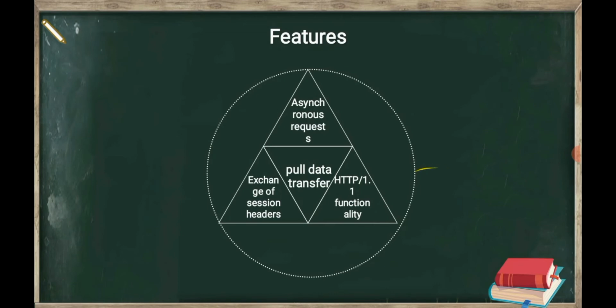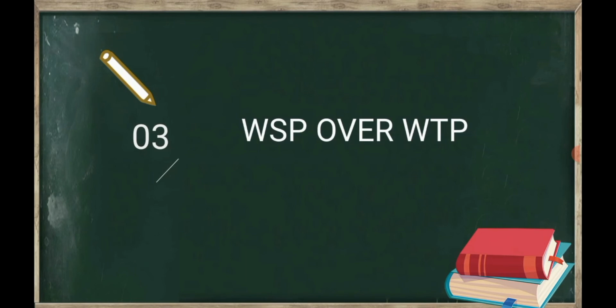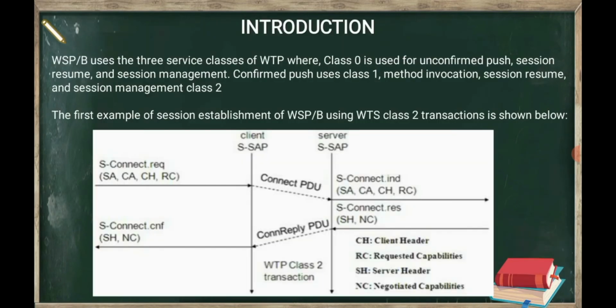Then we can discuss WSP/B over WTP. It's been mistaken by me on the heading. It's WSP/B over WTP. The WSP/B uses the three service classes of WTP, where class 0 is used for unconfirmed push, session resume, and session management. Confirmed push uses class 1, method invocation, session resume, and session management use class 2.